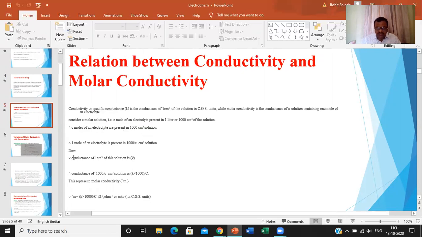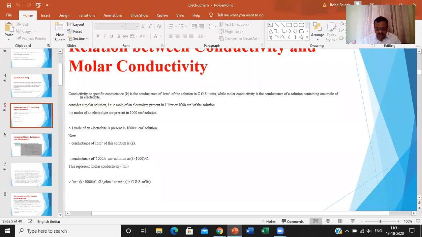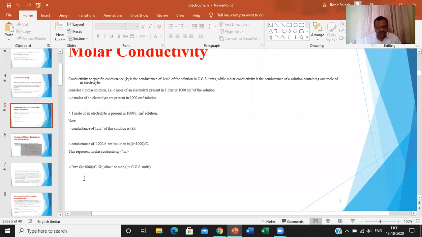Now, conductance of 1000 upon C centimeter cube of solution is kappa into 1000 upon C. This represents molar conductivity. Therefore, molar conductivity is equal to kappa into 1000 upon C per ohm in CGS unit.